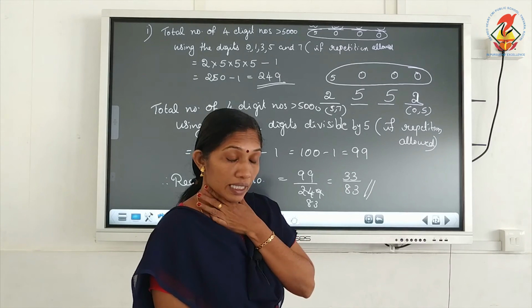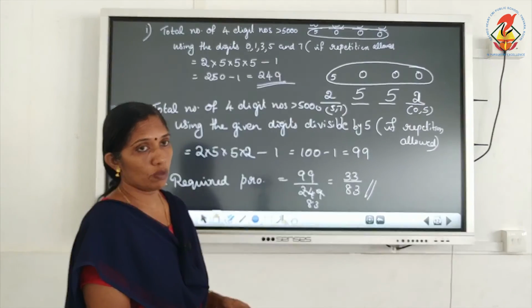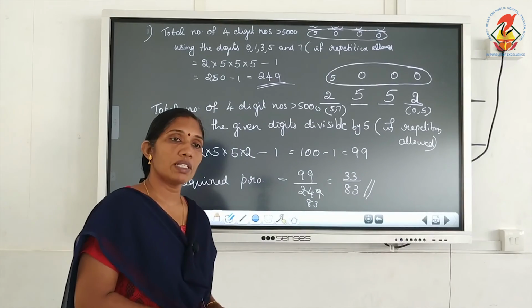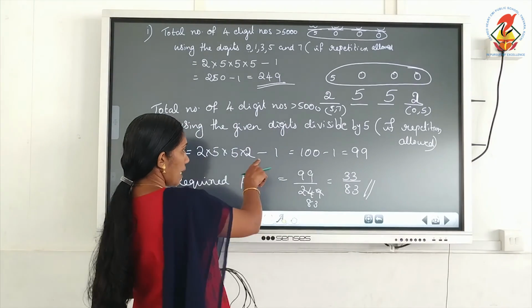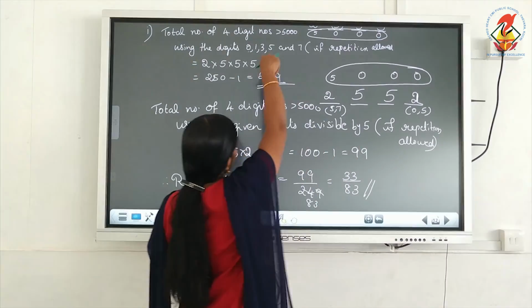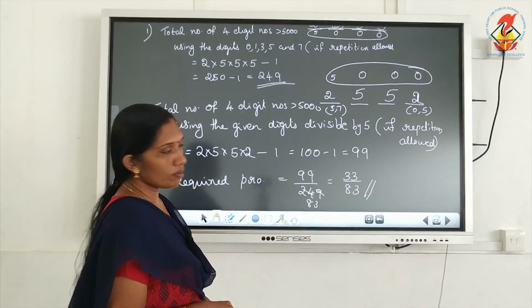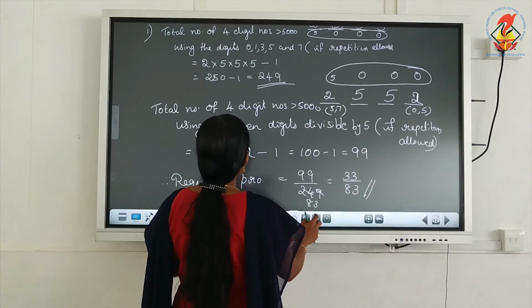But in those 100 numbers, one number is 5000. So that 5000 is not possible, so we have to subtract. So 99 by the total 240. Okay. Now what is the second case?